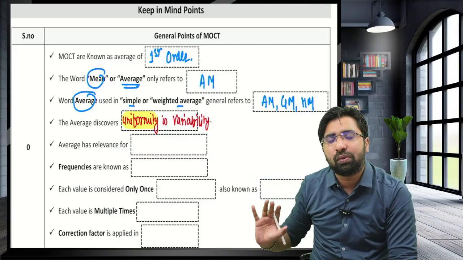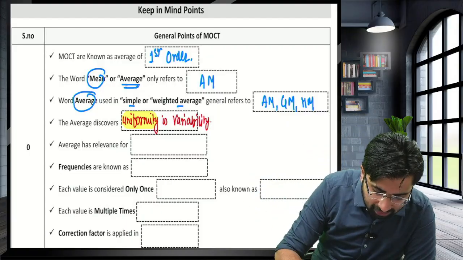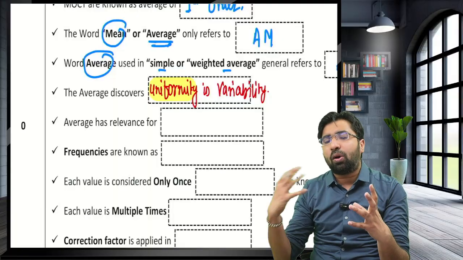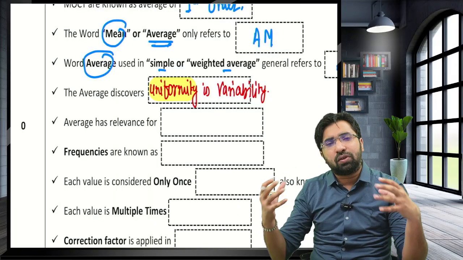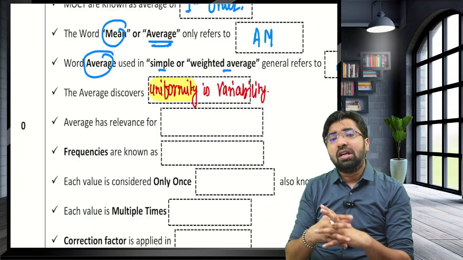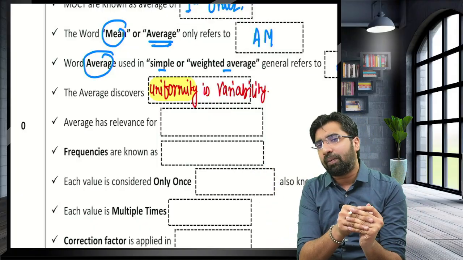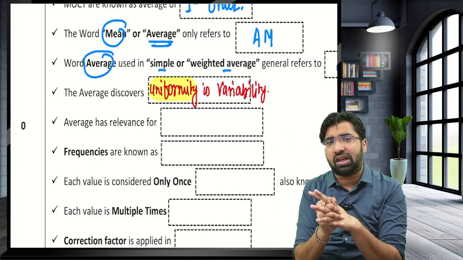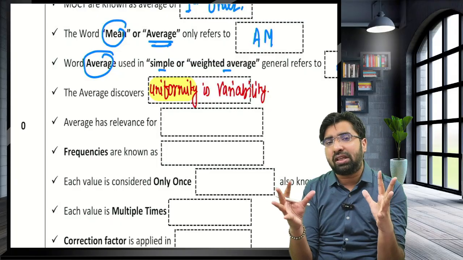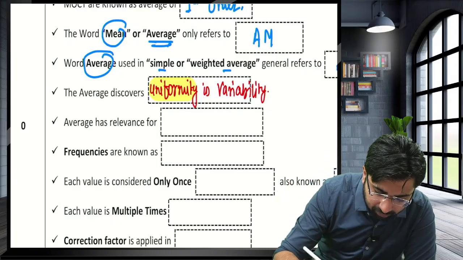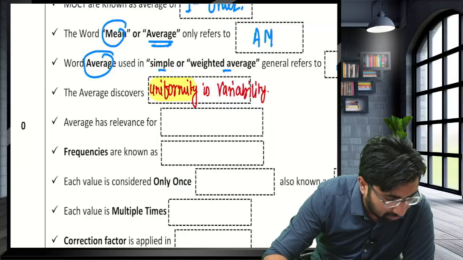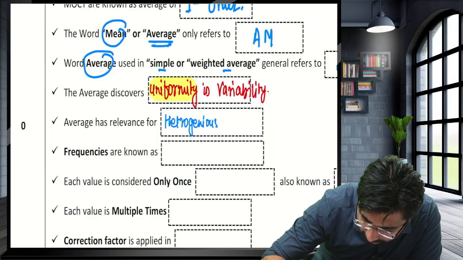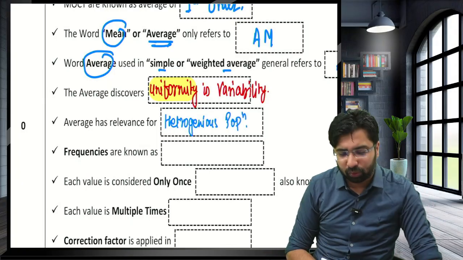Just fill in these blanks with me and we are done with the theory. Now, average has relevance for, we calculate the mean, we calculate the average for heterogeneous data or homogeneous data. If the data are homogeneous, there is no need to calculate anything; we can take the decision. We are studying statistics to take decisions. And when we are unable to take the decision, when the data are random, heterogeneous in nature, when there is no similarity, in that case we calculate the average. So in short, it is calculated for heterogeneous population.